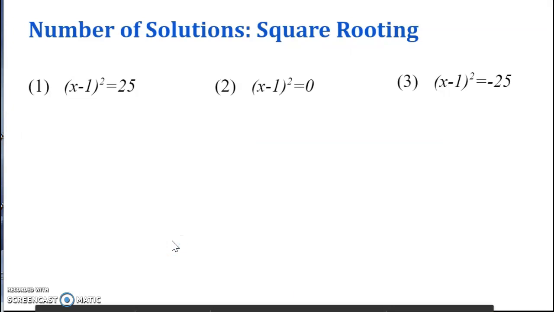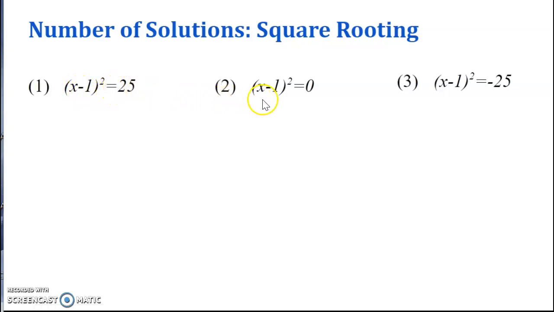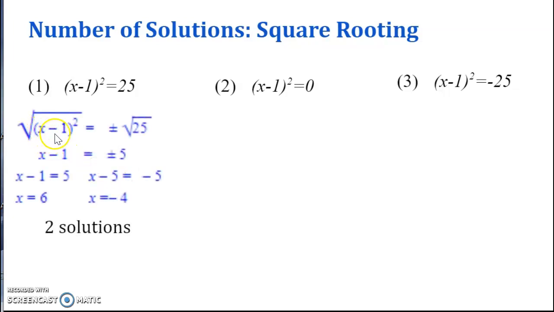So let's summarize our findings from Desmos. We just looked at three different equations: x minus 1 all squared is equal to 25, x minus 1 all squared is equal to 0, and x minus 1 all squared is equal to negative 25. What did we find? With x minus 1 all squared equal to 25, we found two different solutions. X could be equal to 6, or x could be equal to negative 4.